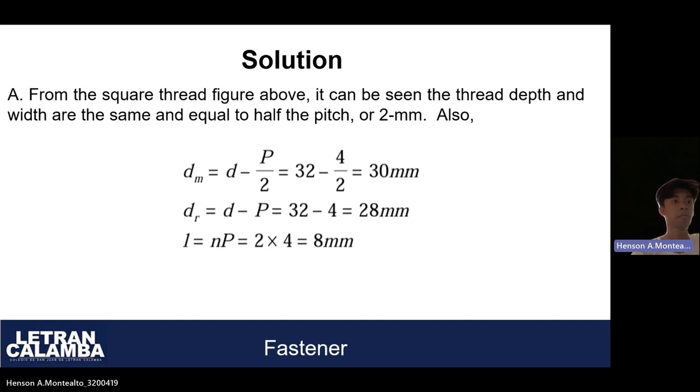We start with letter A. From the square thread figure above, it can be seen the thread depth and width are the same and equal to half the pitch, or 2 mm. d_m equals d minus p over 2, equals 32 minus 4 over 2, equals 30 mm. d_r equals d minus p, equals 32 minus 4, equals 28 mm, while l equals np, equals 2 times 4, equals 8 mm.